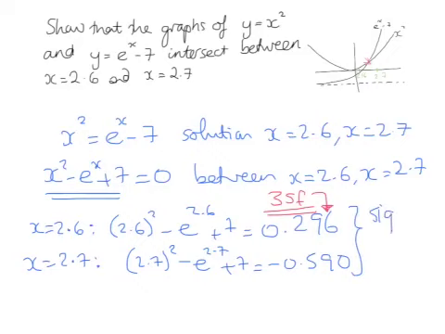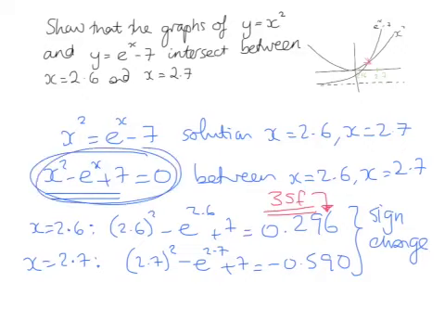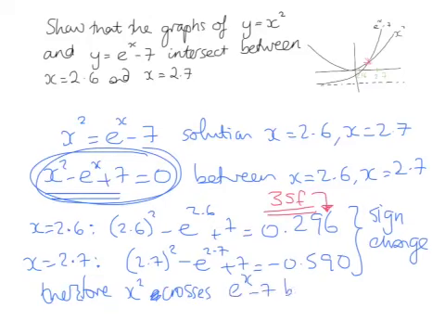So what have we got? We've got a sign change. Hooray. What does that mean? The sign change now means that this function here, x squared minus e to the x plus 7, has a root. But that wasn't actually what I was asked to find. I was asked to find an intersection point. So the sign change means that x squared crosses, or intersects, e to the x minus 7 between 2.6 and 2.7.